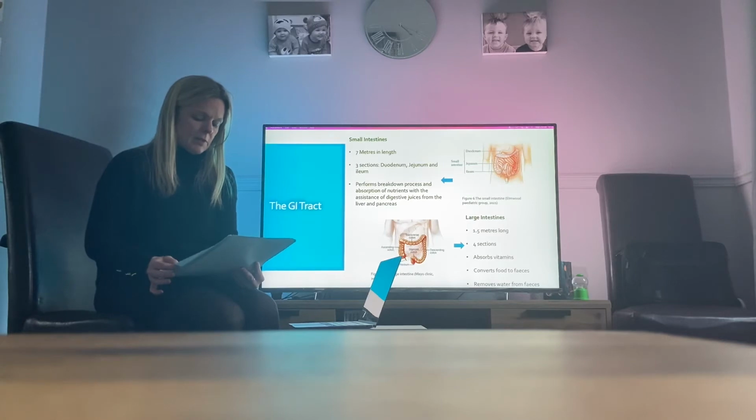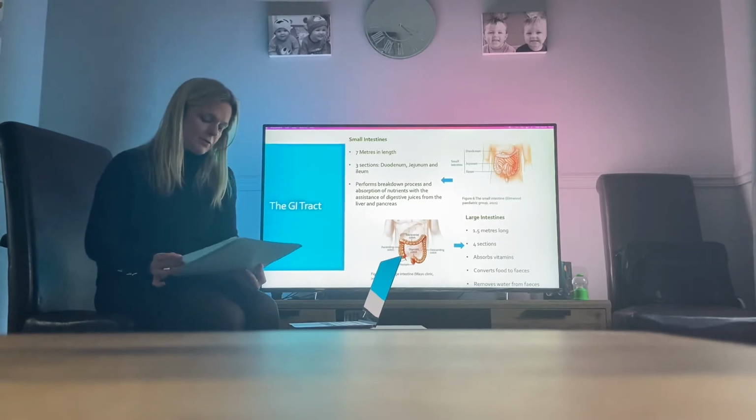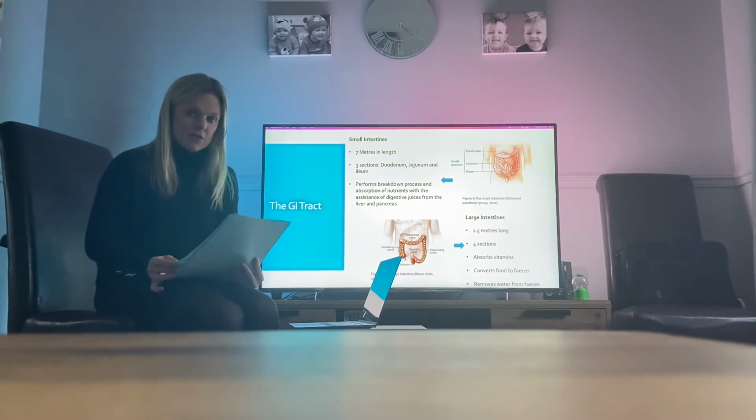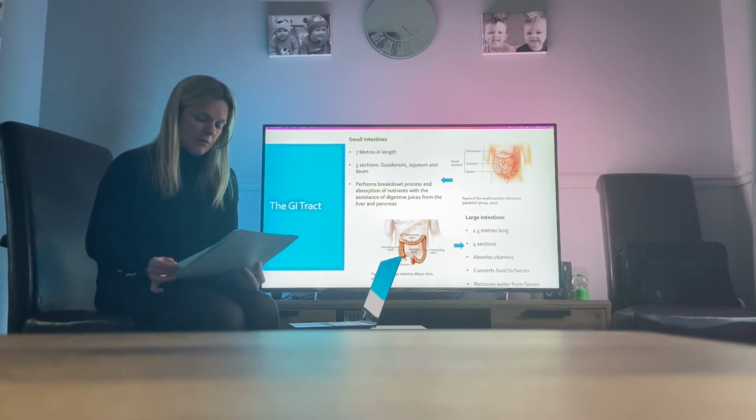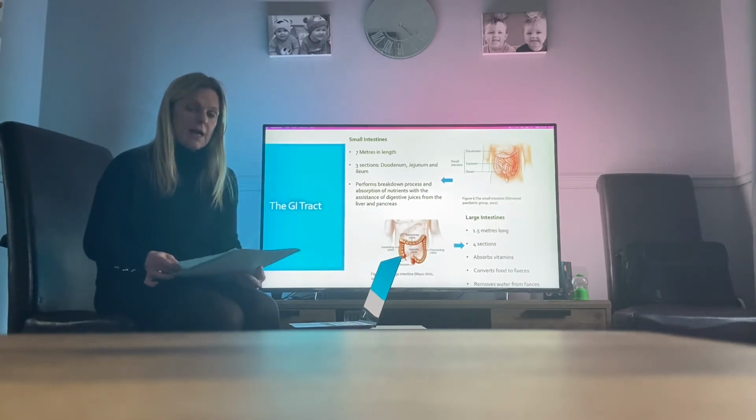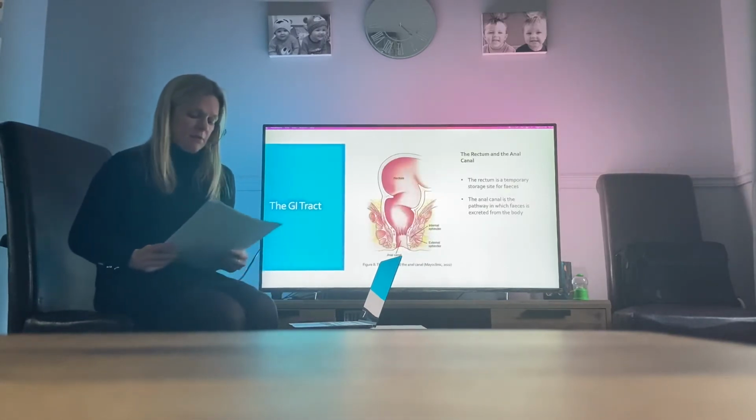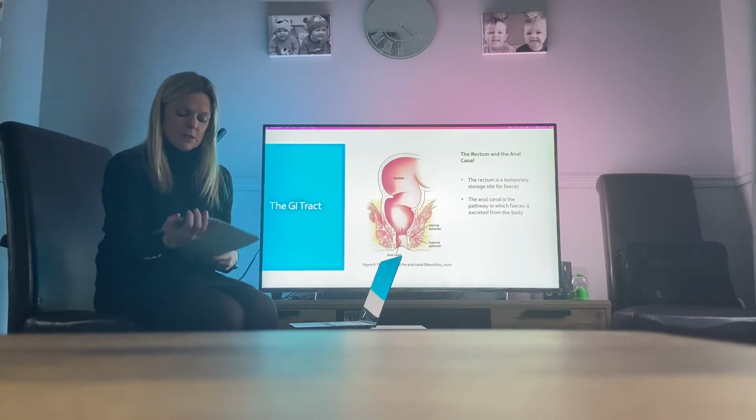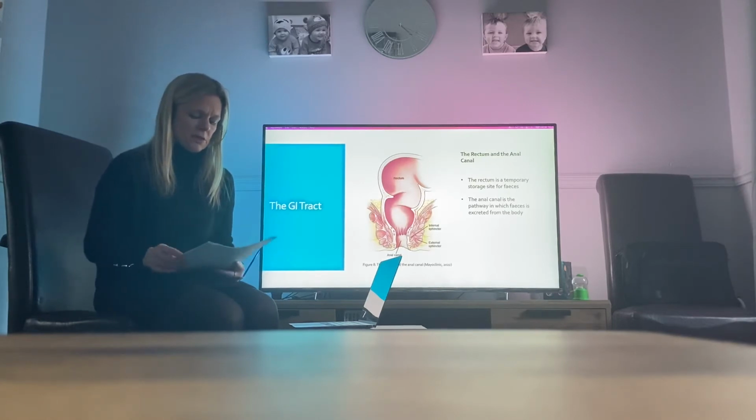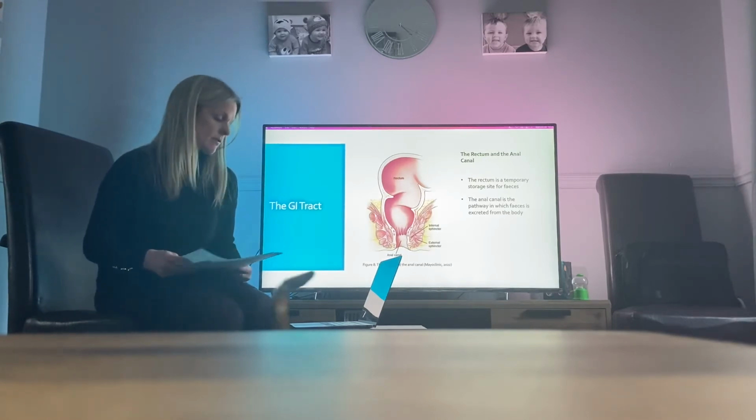This is considerably shorter than the small intestines, at about 1.5 meters long, but is much thicker, made up of 4 sections of colon, ascending, transverse, descending and sigmoid. The large intestines absorb vitamins, convert food to feces and remove water from feces. The large intestine then moves feces into the rectum, which is the temporary storage site before being pushed into the anal canal and then excreted.